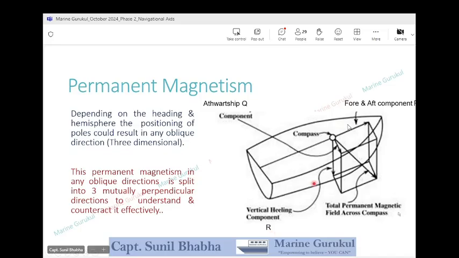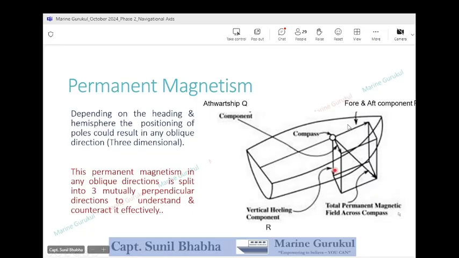Now, why are we breaking it up into three vectors like these? This is because it is very difficult to counter the permanent magnetism in an oblique direction in any 3D orientation. But when you split it up in three mutually perpendicular directions, that is fore and aft, athwartship, and vertical, it becomes easy for us to counter all these three components one by one. When we do the compass correction, we will see how the fore and aft component is corrected, then how the athwartship component is corrected, and also how the vertical component is corrected.